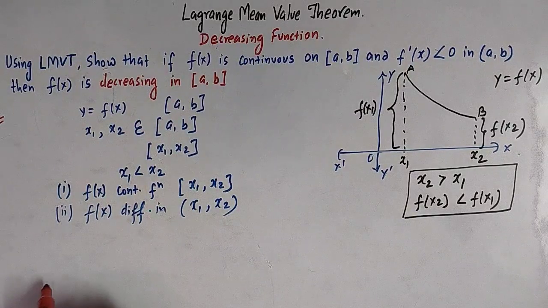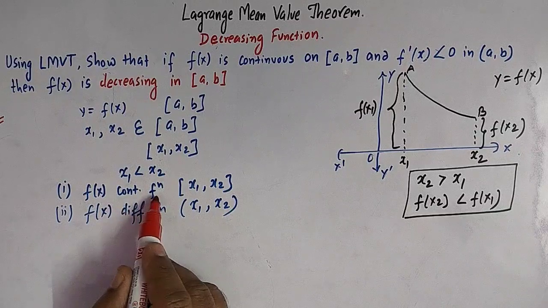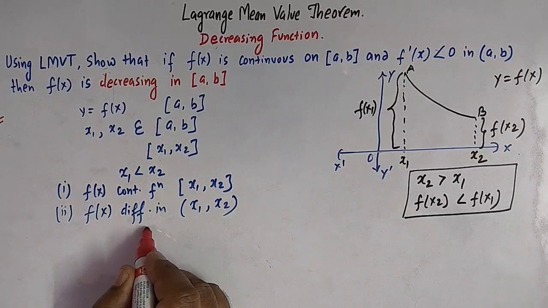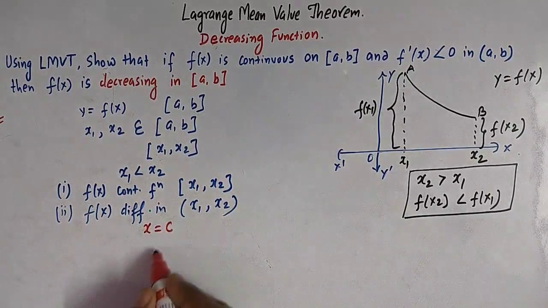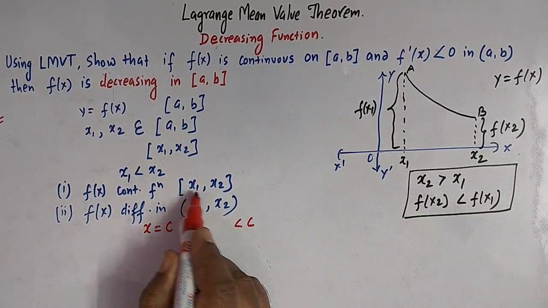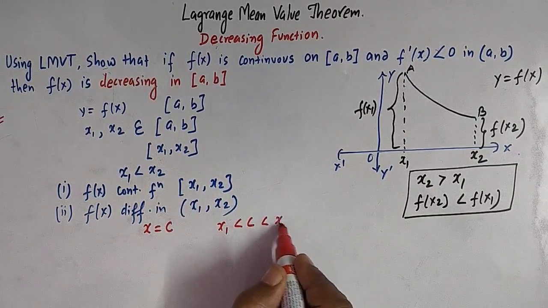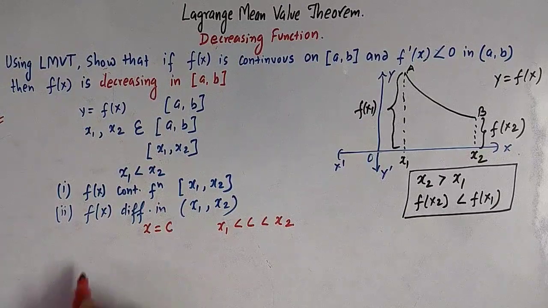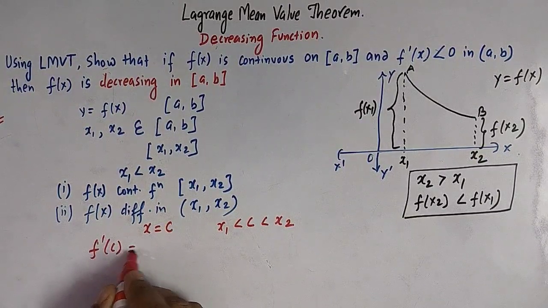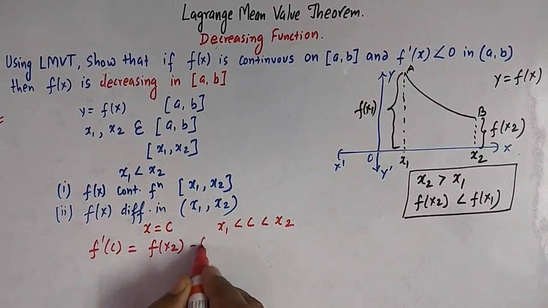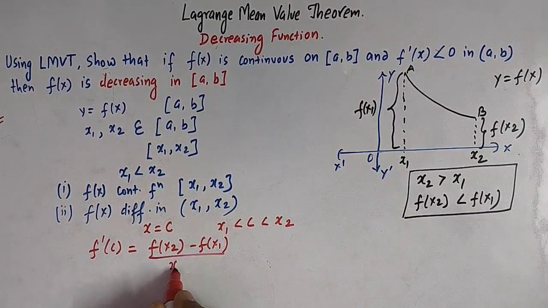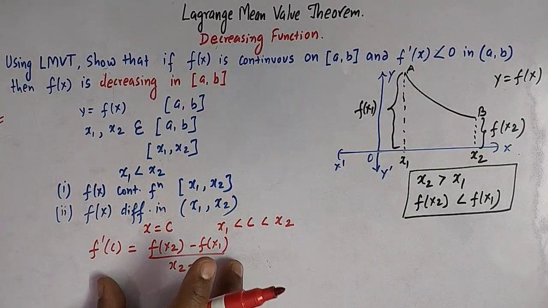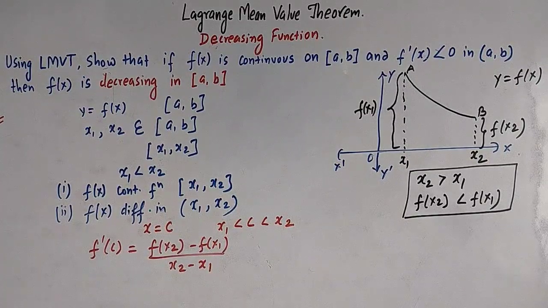So Lagrange's mean value theorem says that once the function is continuous and differentiable in the given interval, then there must exist some point c, where c lies between x1 and x2, right? And this point c is such that f prime of c must be equal to f of x2 minus f of x1 divided by x2 minus x1, right? So this is the condition for Lagrange's mean value theorem, right?